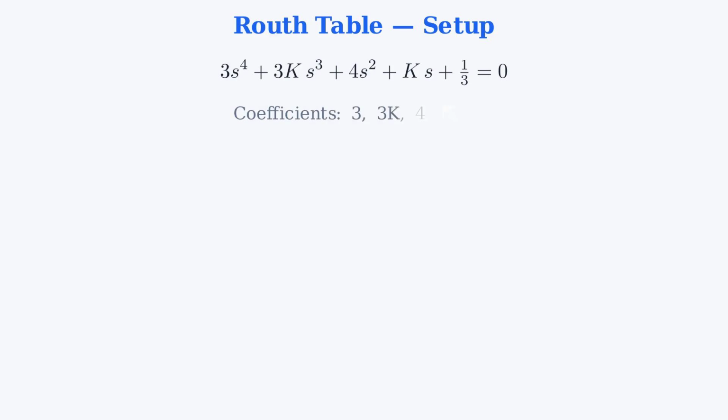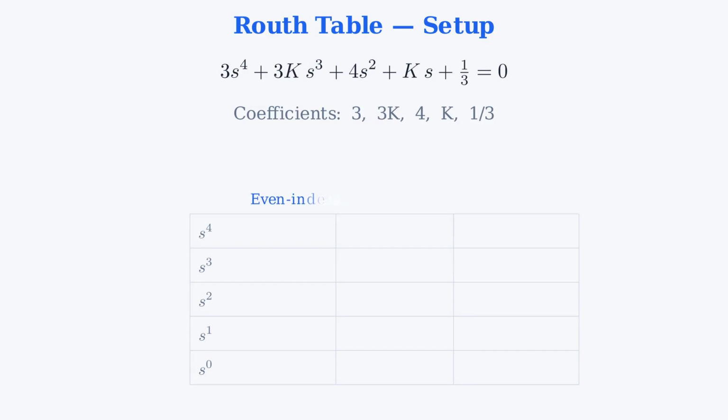Lay out the first two rows directly from the coefficients. The s⁴ row collects every other coefficient starting from the leading term: 3, 4, 1/3. The s³ row collects the remaining coefficients: 3k, k, and a trailing 0 to fill the row. These two rows are written. The remaining three rows must be computed.